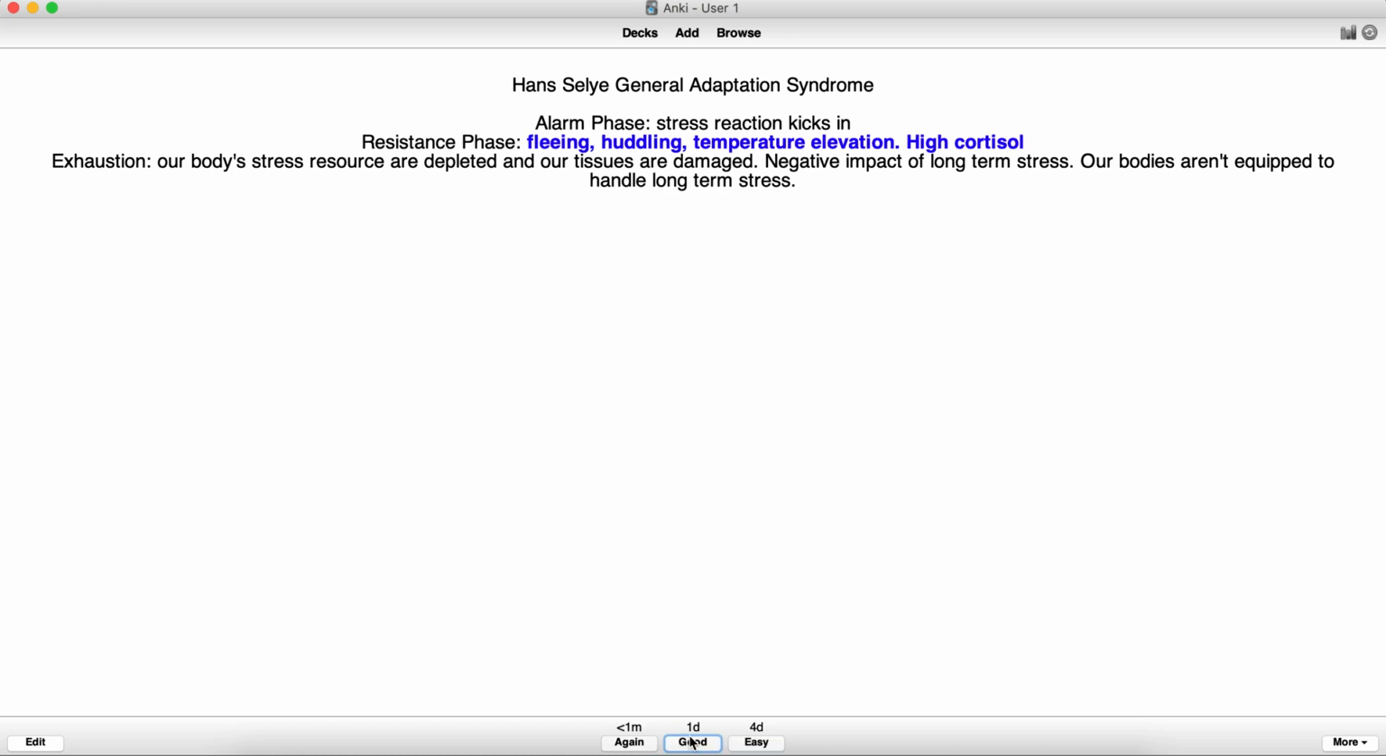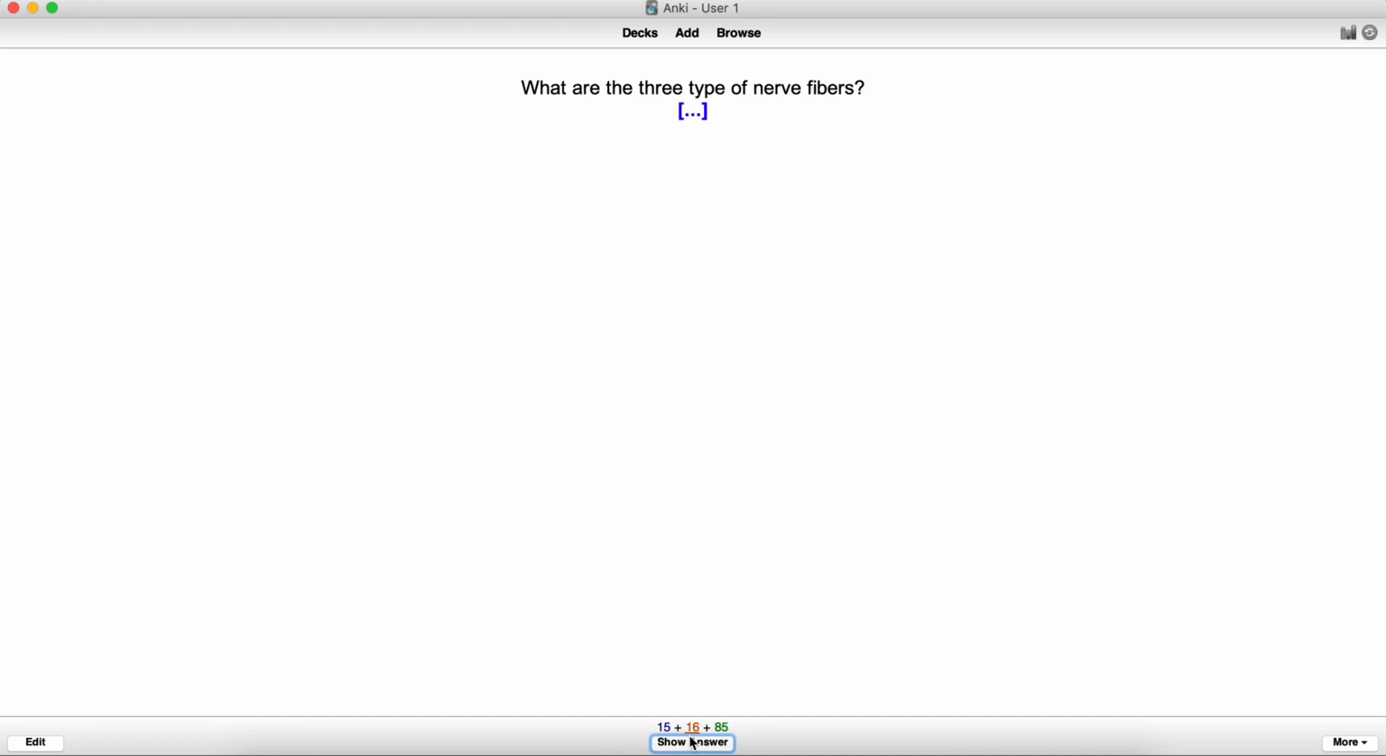I forgot it. High cortisol. Fleeing, huddling, temperature elevation, and high cortisol. Fleeing, huddling, temperature elevation, high cortisol. Alpha, beta, alpha, delta, and C.